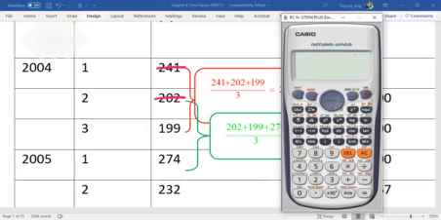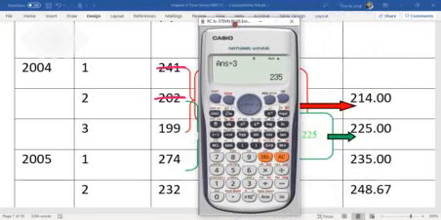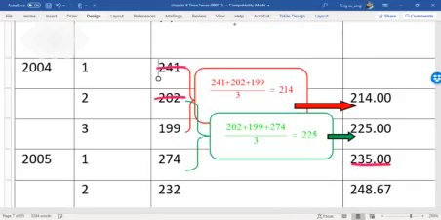Okay, then you continue. 199 plus 274 plus 232, then divide by 3. So 235. See that? That is your answer, because your answer will be right in the middle. See that?